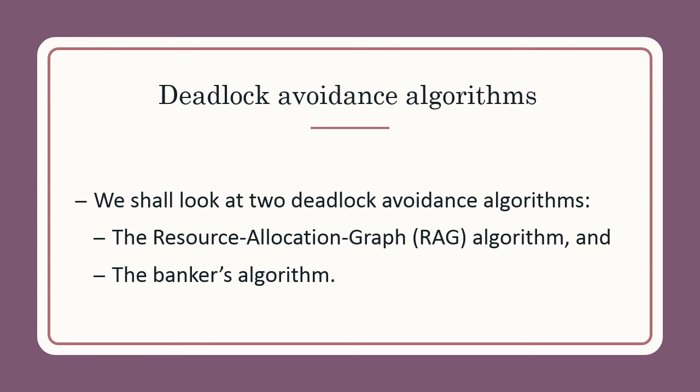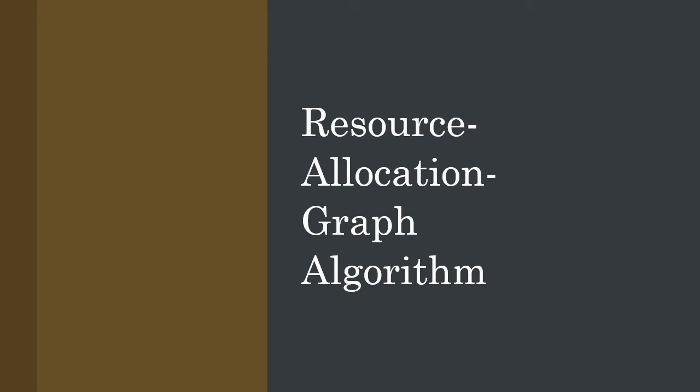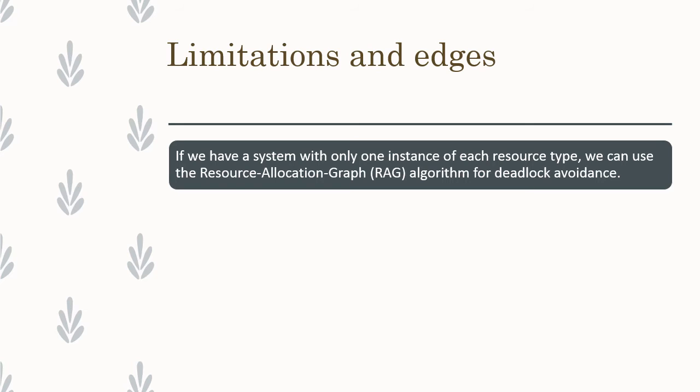Deadlock avoidance algorithms. We shall look at two deadlock avoidance algorithms: the resource allocation graph or RAG algorithm and the banker's algorithm. Resource allocation graph algorithm. Limitations and edges. If we have a system with only one instance of each resource type, we can use the RAG algorithm for deadlock avoidance. But if your system has resources with more than one instance, this algorithm will not be applicable.